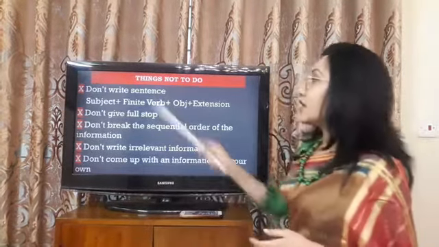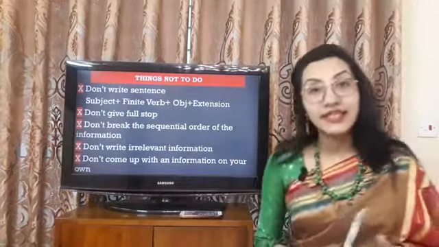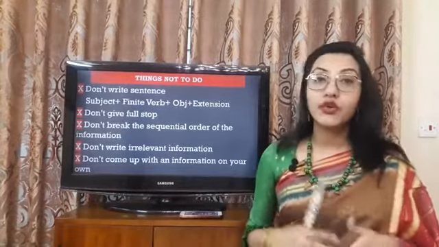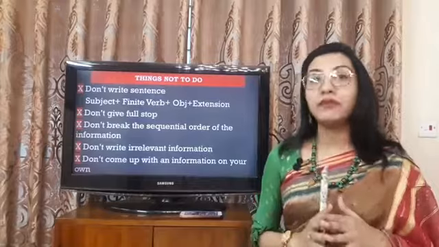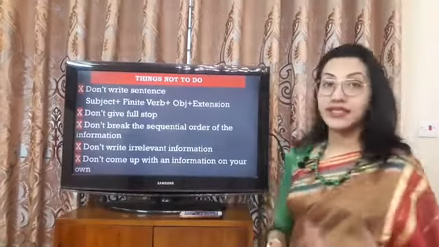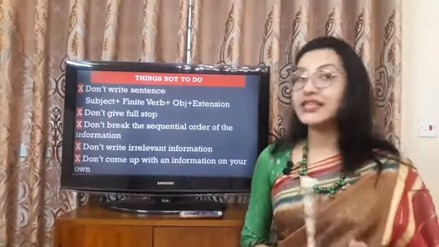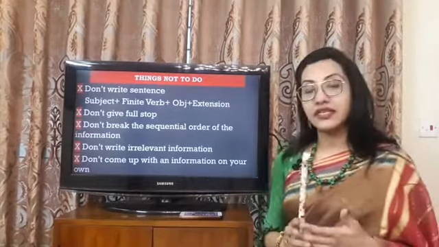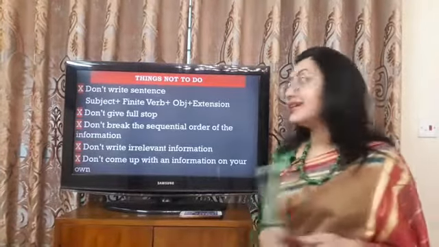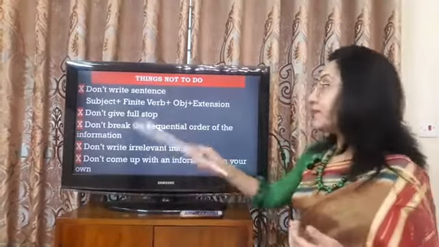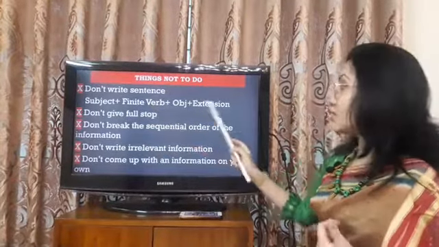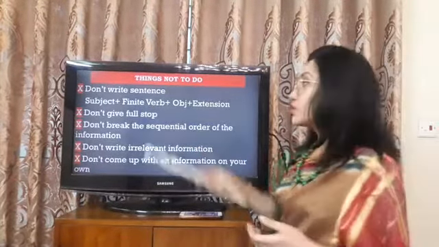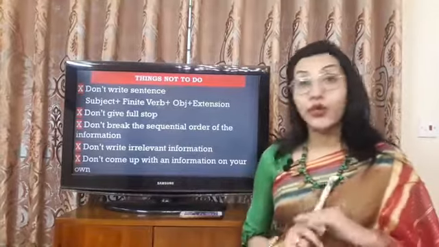So the first one is don't write sentence. When we are going to complete a flowchart, we have to keep in mind that we must not write a sentence. আমরা অবশ্যই কি করব না? সেন্টেন্স লিখব না। So what makes a sentence? Sentence কিভাবে মেক হয়? সেন্টেন্সে একটা সাবজেক্ট থাকে, একটা ফাইনাইট ভার্ব থাকে, অবজেক্ট থাকে বা এক্সটেনশন থাকে। So subject and finite verb will be deleted.